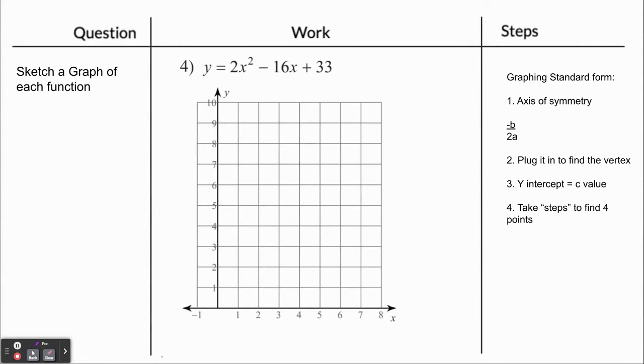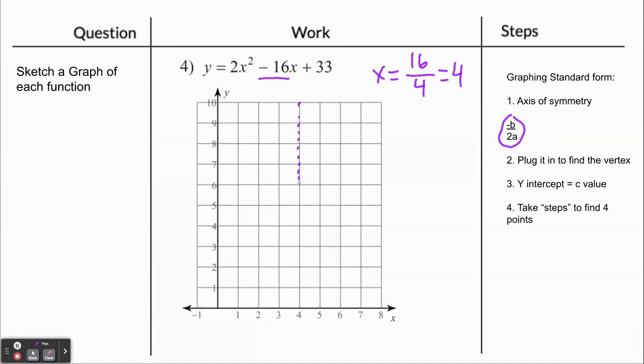So if we want to sketch the graph of a standard form, there's a couple of extra steps on this. The first one is we're going to use the axis of symmetry to find our vertex, or we're going to find the axis of symmetry first, and then that's going to help us find the vertex. So our b value here is negative 16. So negative b would be 16 over 2 times a, which is just 2 times 2. So our axis of symmetry here is when x is equal to 4.